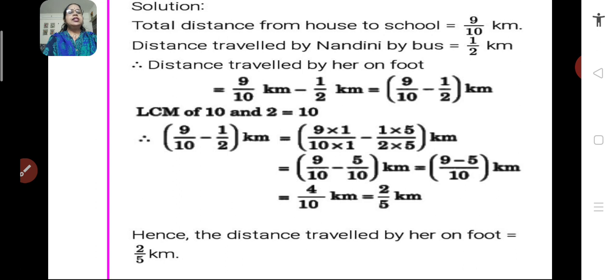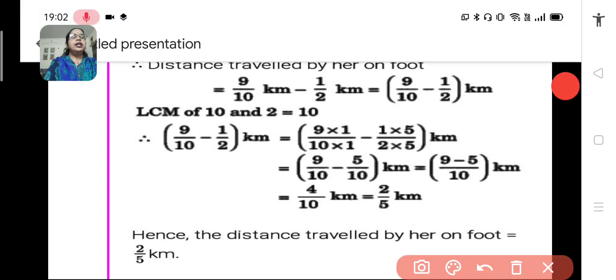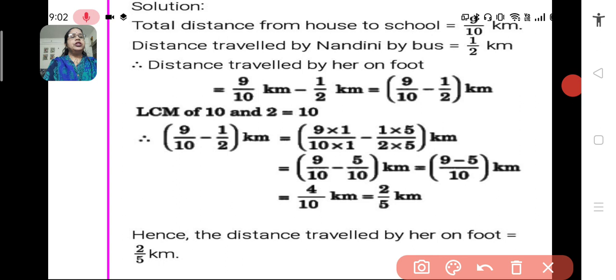So, the total distance from school to house is 9 upon 10 kilometers, and the distance travelled by Nandini by bus is half kilometer or 1 upon 2 kilometer. So, the distance travelled by her on foot will be the difference between the two distances, the 1 upon 2 kilometer subtracted from 9 upon 10 kilometer. So, it is 9 upon 10 minus 1 upon 2.